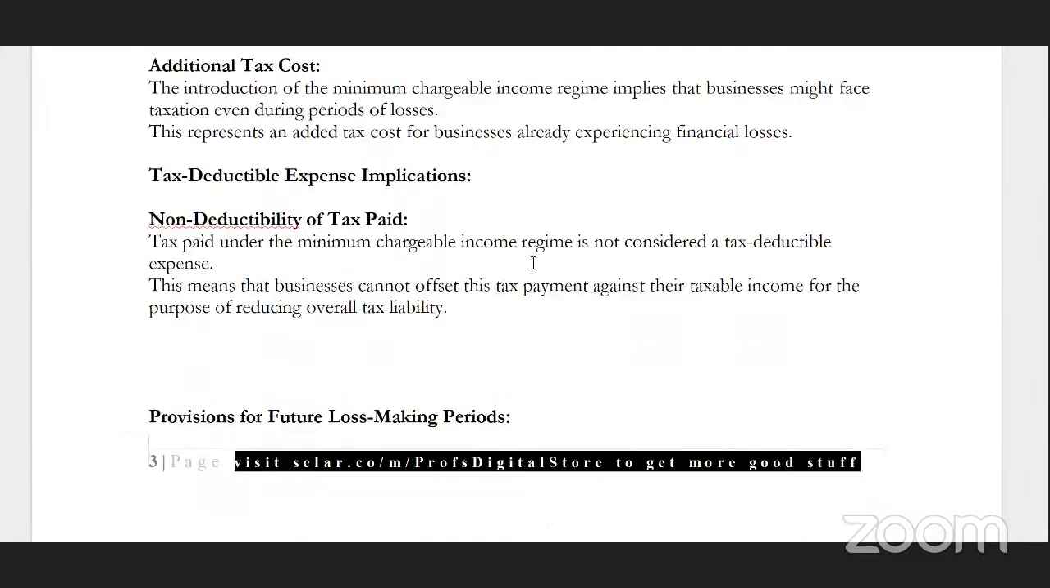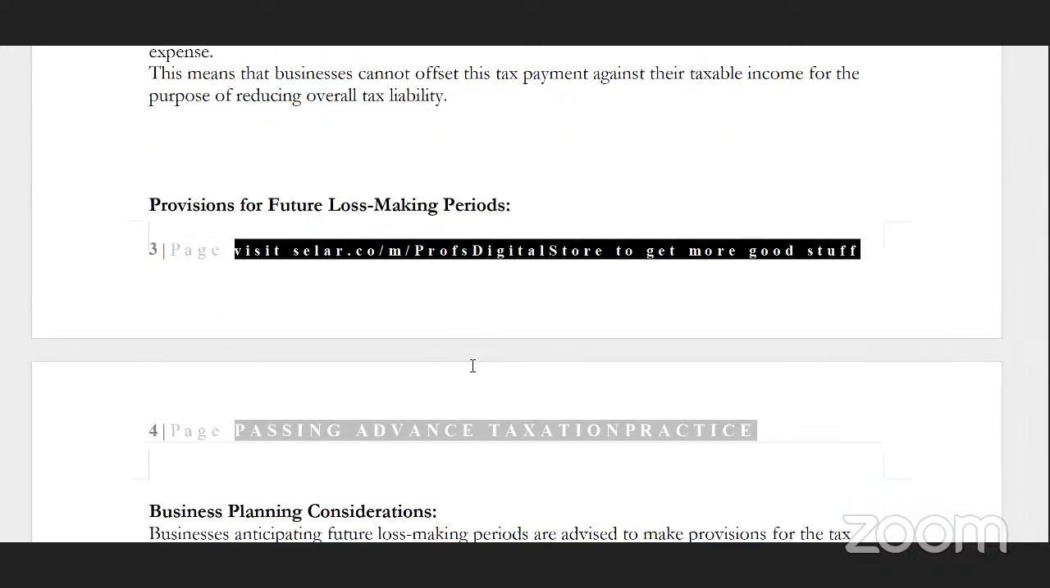Now, what are the deductible expense implications? Usually when you pay a tax like this, you can charge it as an allowable deduction, but the tax paid under the minimum chargeable income regime is not considered a tax deductible expense. It means that businesses cannot offset this tax payment against their taxable income for the purpose of reducing the overall tax liability. It is not possible. So if you make a loss and then pay minimum chargeable income, it's a tax that you have paid. Even in future periods when you make profit, you cannot set this tax off. You have to pay it. So it becomes like your normal tax liability, which you still have to pay, even in installments, right? I'll teach you how to do all that.